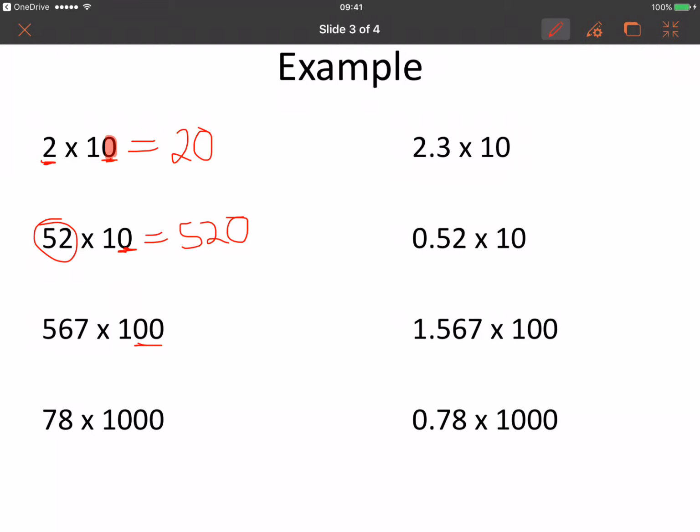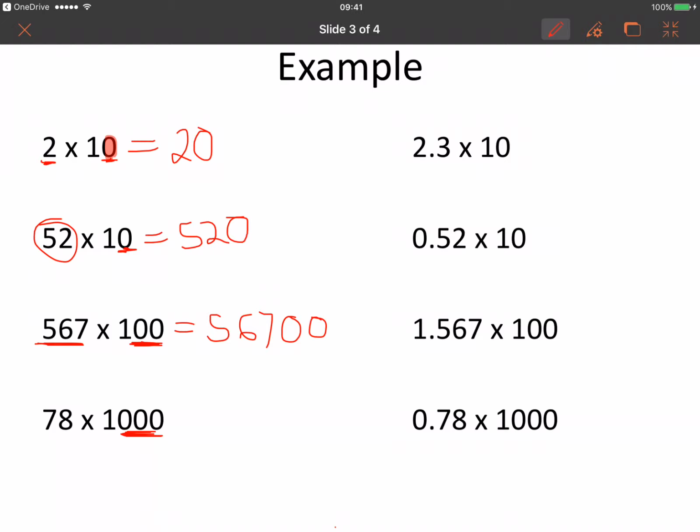When I've got 2 zeros, so this time I'm multiplying by 100, you can see that I've got 2 zeros after the 1. Therefore, I will take my number, which is 567, and I'll take my 2 zeros and I will add them on. This will now give me a number that is 100 times as big as the original. So 567 times by 100 is 56,700.